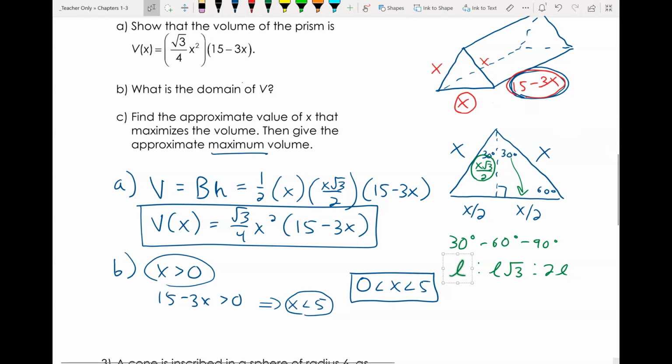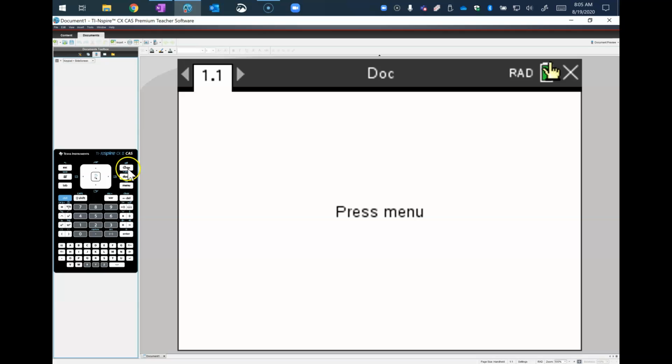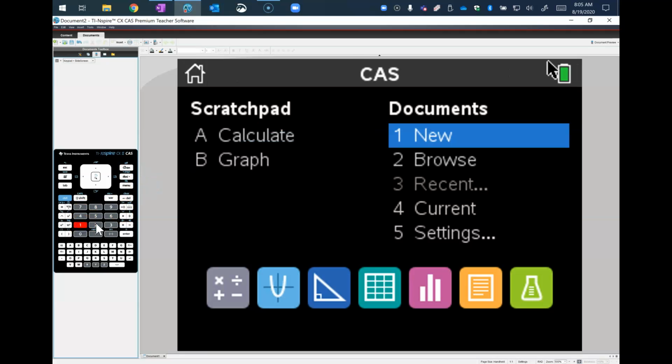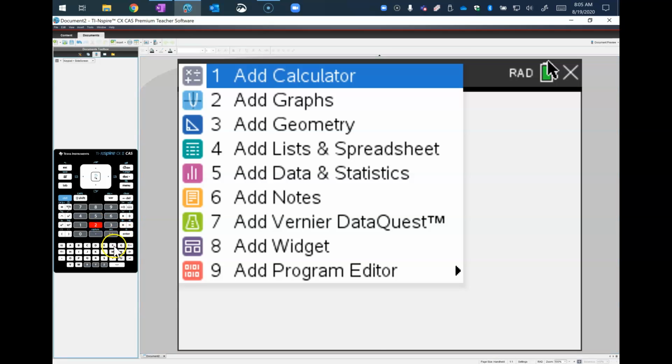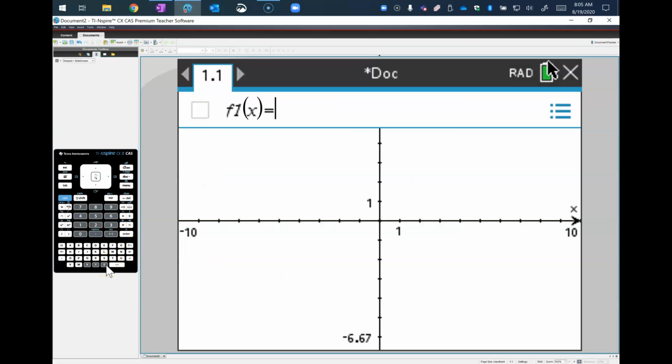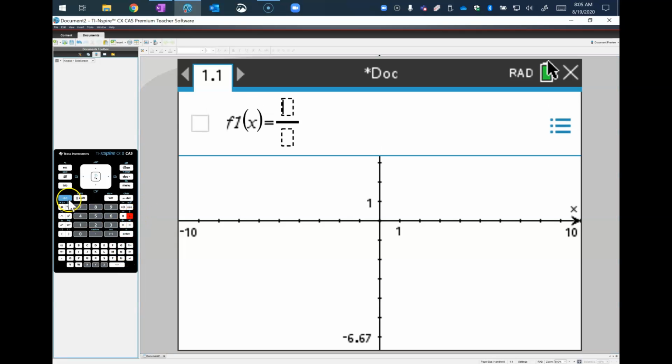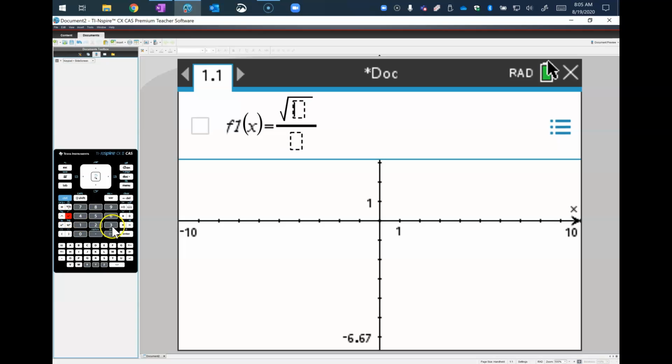If I bring up my calculator, when I create a new document, a graphs page, you can kind of stop and rewind if you need to, if I'm going too fast. I'm going to put in the volume formula they gave me. So that was control divide to get a fraction. So square root of 3 over 4 x squared times parentheses 15 minus 3x. That's the volume formula we got from part A.